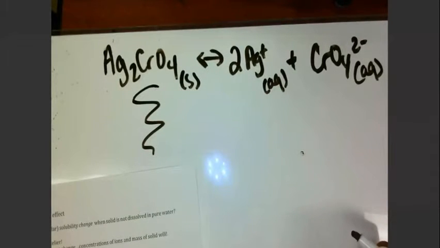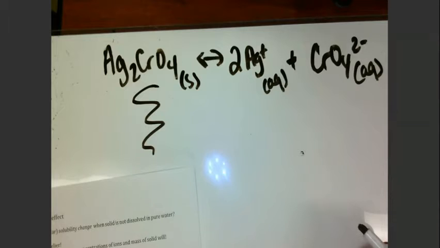If I were just to do a regular RICE chart, it tells us that the molar solubility of silver chromate is 1.3 times 10 to the negative fourth molar in water. That would be just water. Calculate the molar solubility of silver chromate in a 0.100 molar solution of silver nitrate.